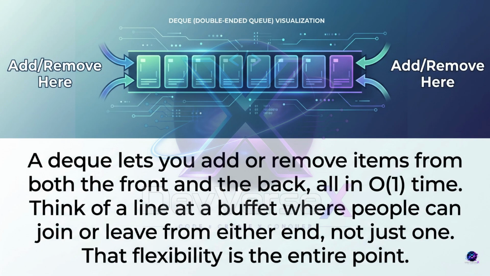A deque lets you add or remove items from both the front and the back, all in O(1) time. Think of a line at a buffet where people can join or leave from either end, not just one. That flexibility is the entire point.